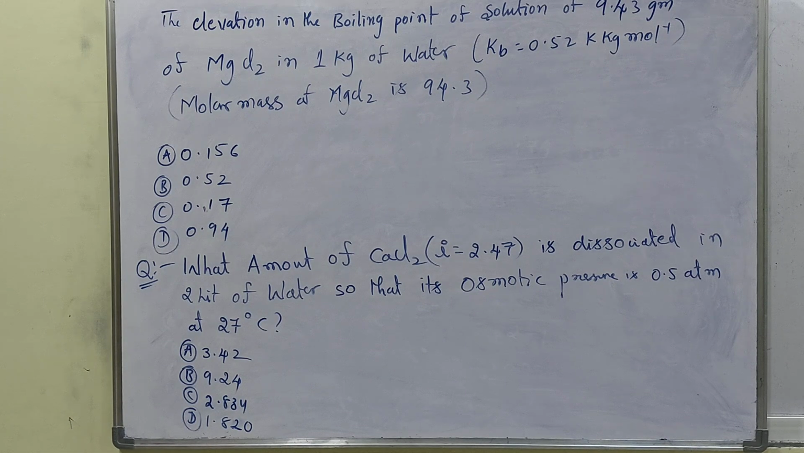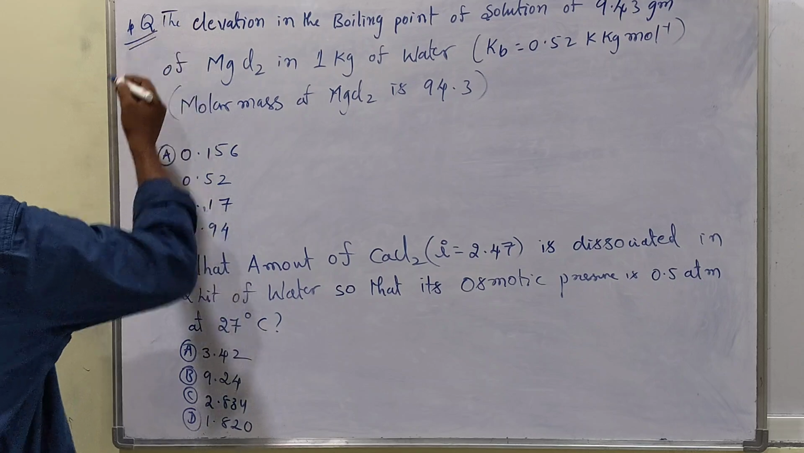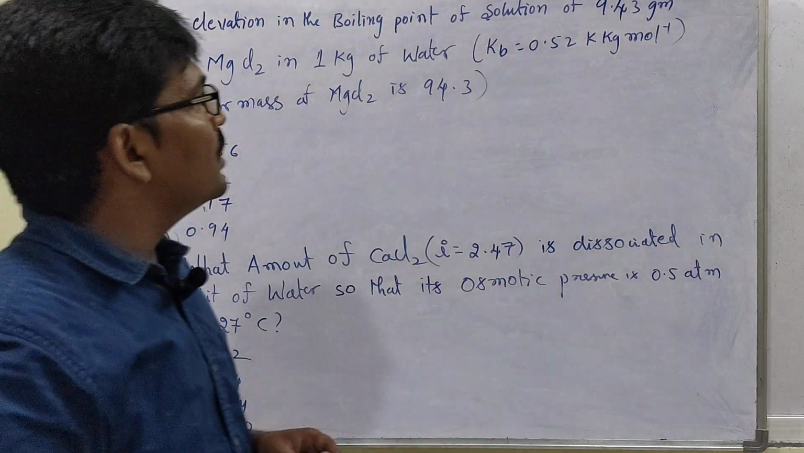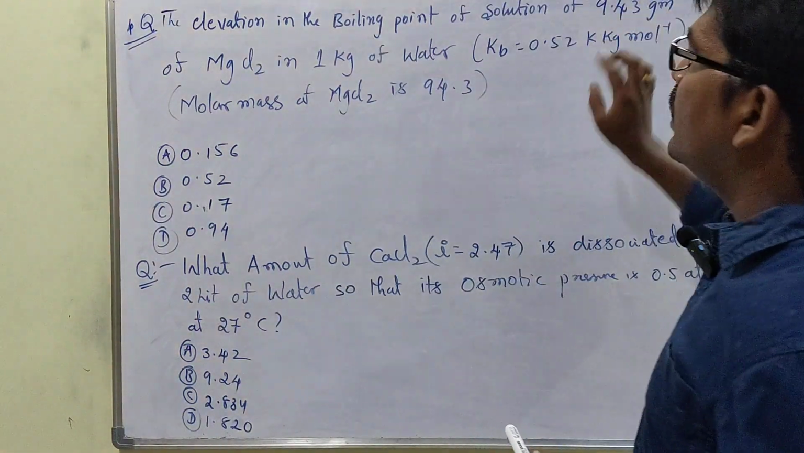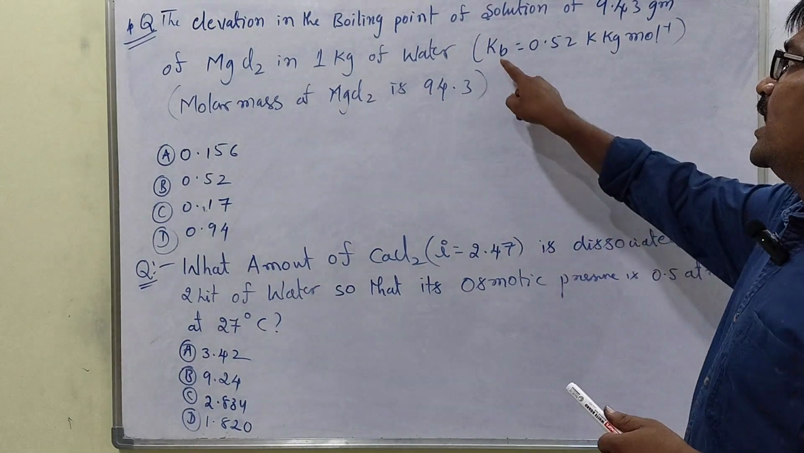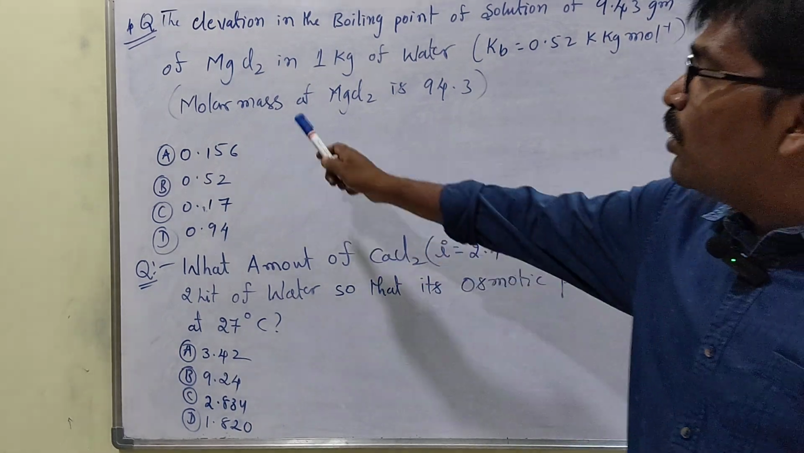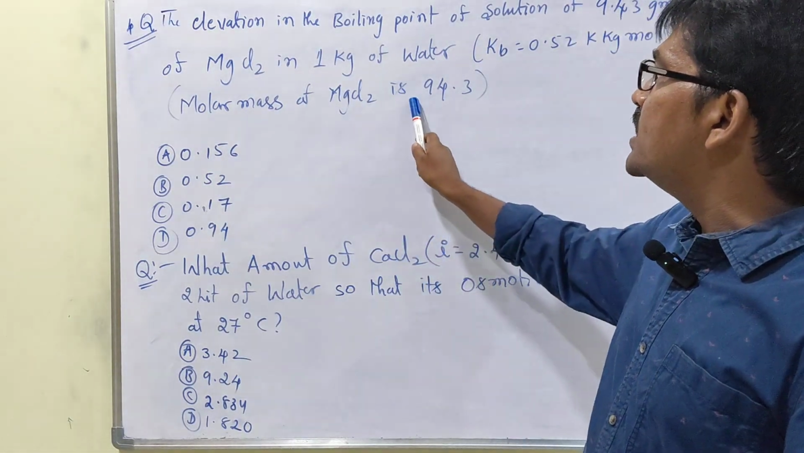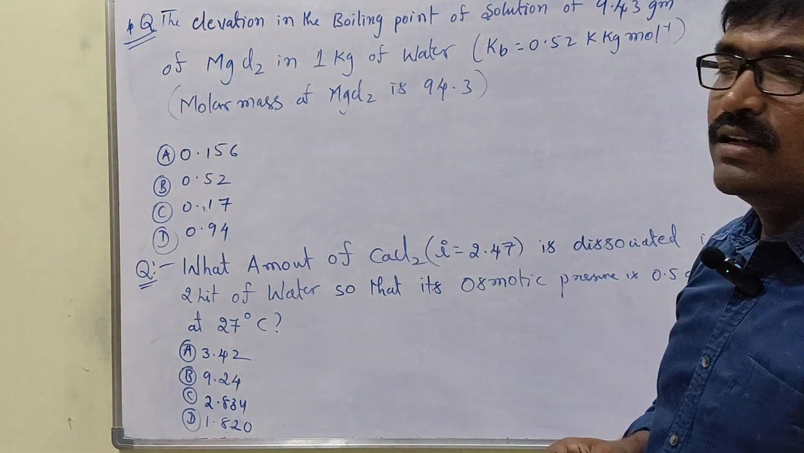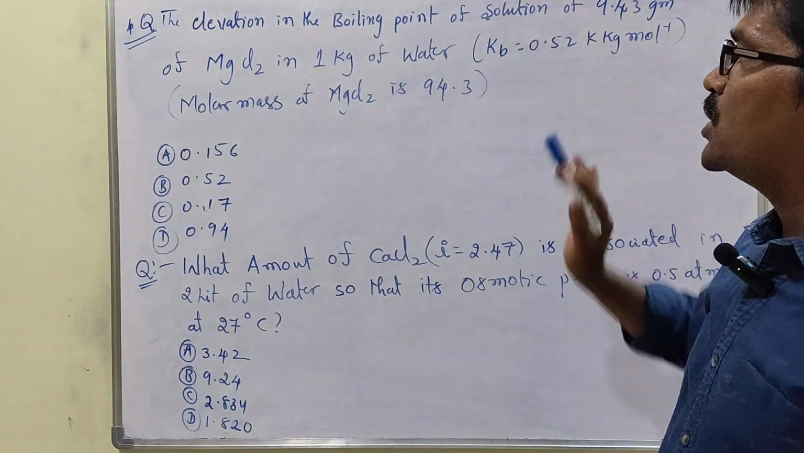Look at my dear students, two more questions will be there in this. So this is question number 4. The elevation in the boiling point of a solution of 9.4 grams of MgCl2 in 1 kg of water. Kb value is given as 0.52 K kg mol inverse. Molar mass of MgCl2 is 94.3. What you have to find out is the elevation in the boiling point of the solution.